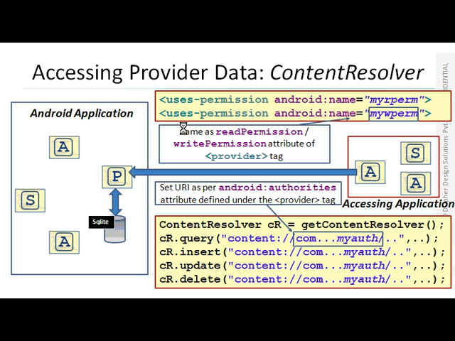As I told you, the applications that are going to access other applications' data will implement a content resolver. All right. Any doubt? Okay. And the applications that are going to share their data will use a content provider.